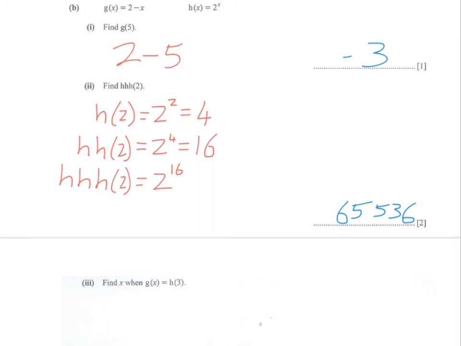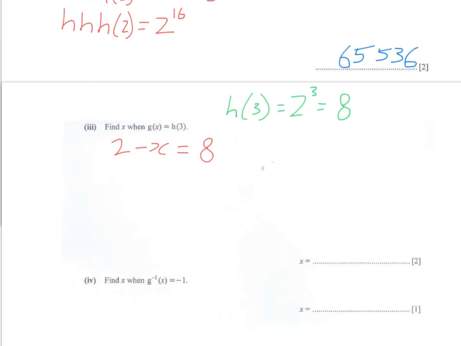So g of x is 2 subtract x, and that's going to be equal to h of 3. I'm just going to work out what h of 3 is over here. So that would mean 2 to the power of, instead of x, it's 3, 2 to the power of 3, so 8. So 2 minus x is equal to 8. That's actually a nice, simple equation to solve. I'll take 2 from both sides first. Gives me 6, and then times by -1 gives me x equals -6.